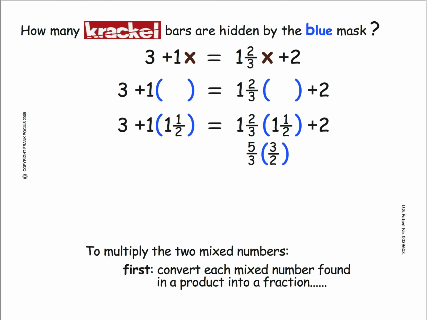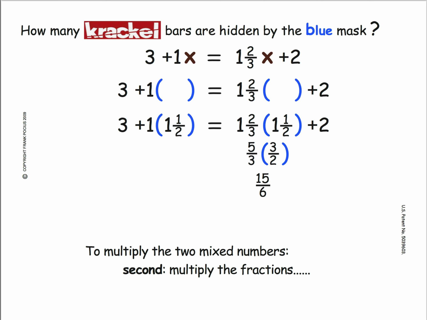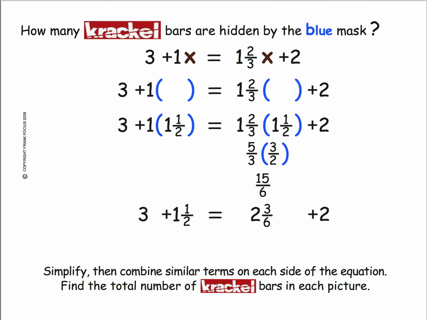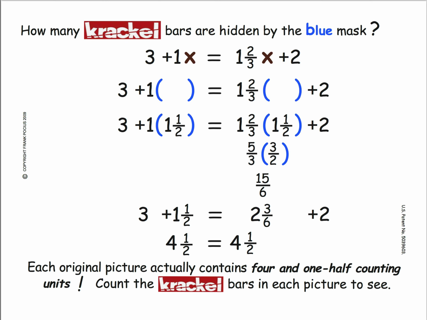To multiply the two mixed numbers, first convert each mixed number found in a product into a fraction. Second, multiply the fractions. Third, change the fraction back to a mixed number. Simplify, then combine similar terms on each side of the equation. Find the total number of crackle bars in each picture. Each original picture actually contains 4 1/2 crackle bars. That's counting units. Count the crackle bars in each picture to see.